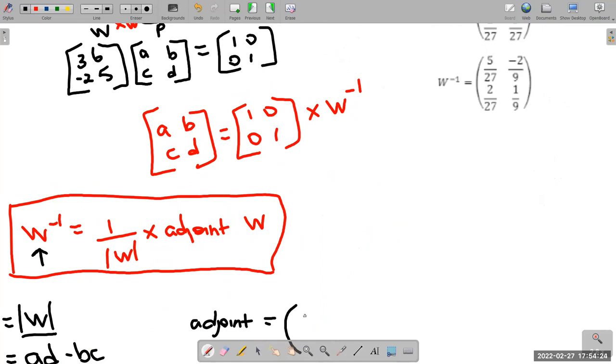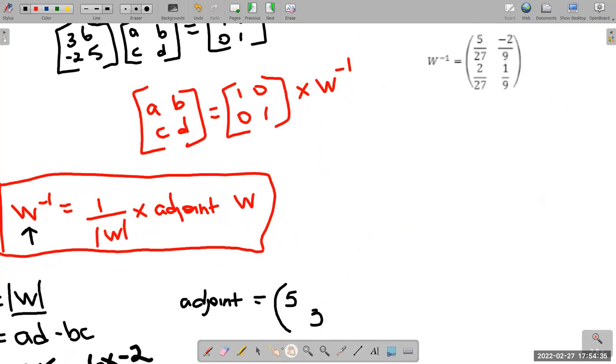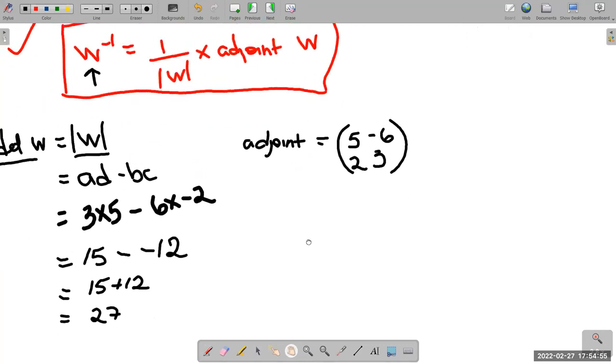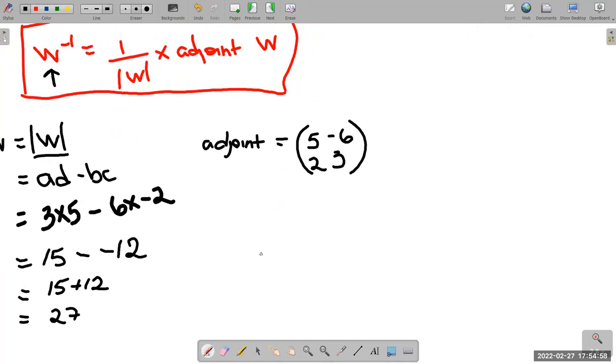Okay, yes, I see some people. Very good. 5. So I'll just switch it one time. So we know the 3 and the 5 switch. And instead of +6, excellent, it's going to become -6. And instead of -2, it's going to become +2. That's it. That's how you find the adjoint. You switch A and D, and you multiply B and C by -1. So do we have everything we need now for the inverse? Because remember, the inverse is what? 1 over the determinant times the adjoint.